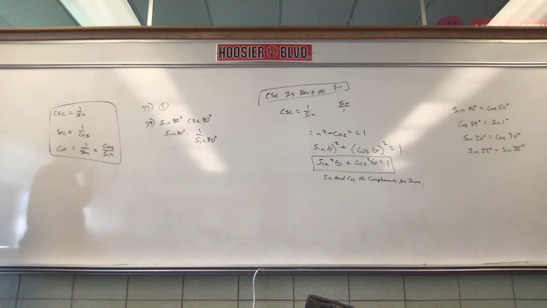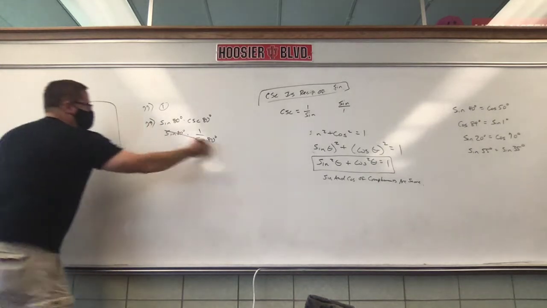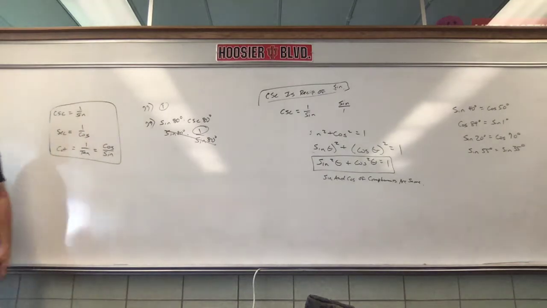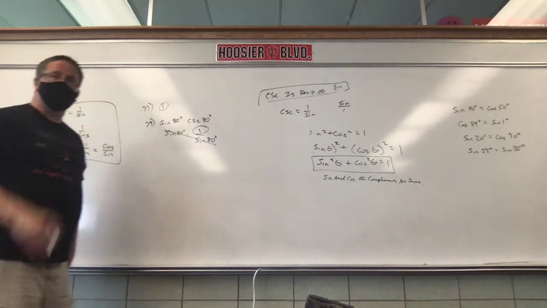Now what? And you know this. You guys learned this a few years ago. Now what do we do? If it was divide, you flip and multiply, but it's already multiplied. Multiply top by top. The answer's 1. What's the sine of 80?